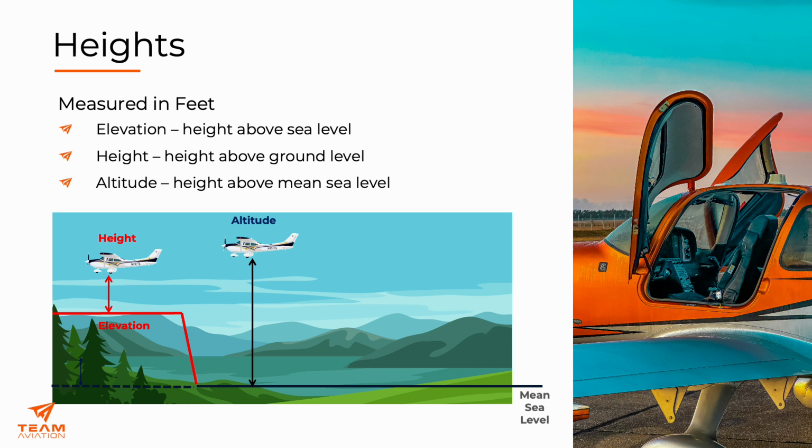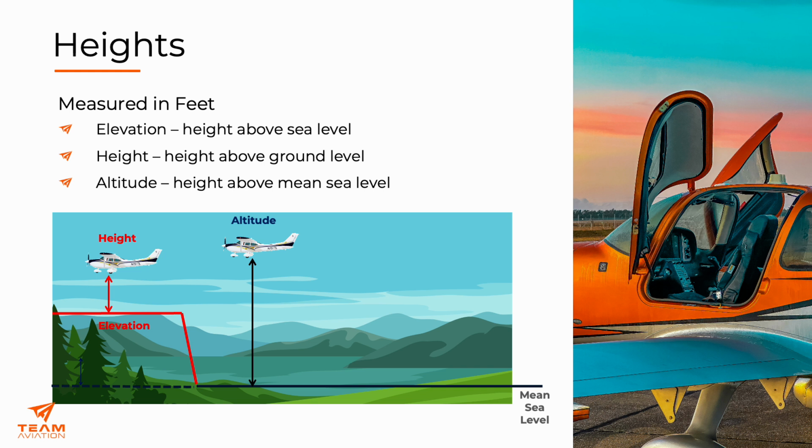Height. This refers to the height of an aircraft or an object above the terrain directly beneath it. And this measurement is always changing as the aircraft flies over different elevations. Pilots use this when considering obstacle clearance and safe landing approaches. Altitude. This is the height of an aircraft above mean sea level. Altitude is the standard reference used in aviation for navigation, air traffic control, and compliance with airspace regulations.